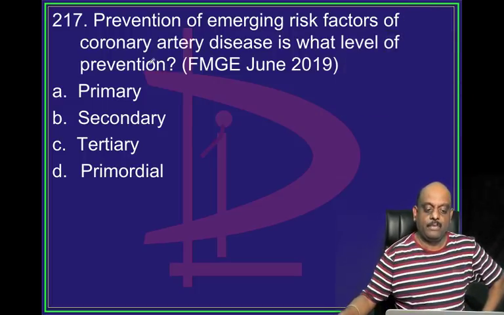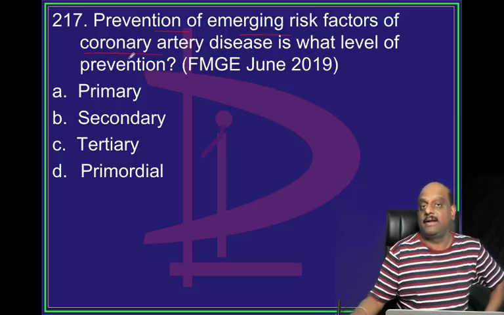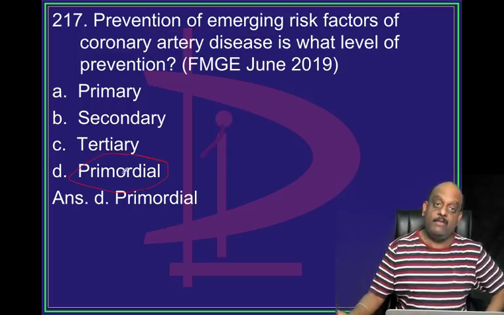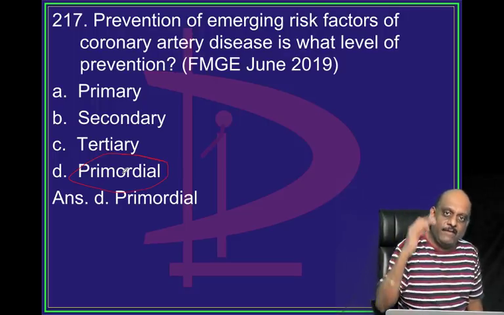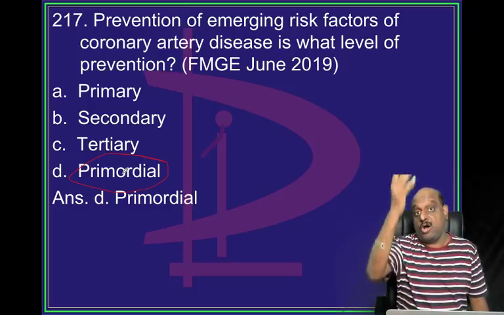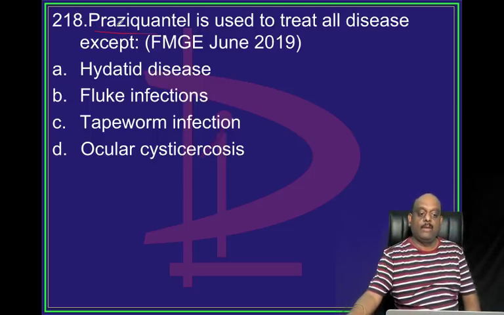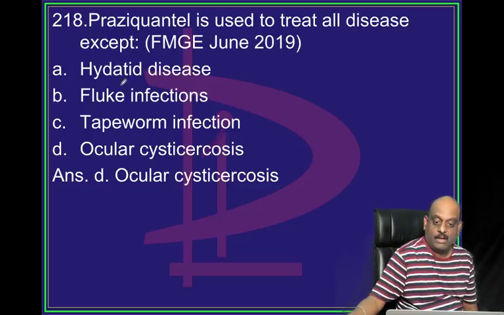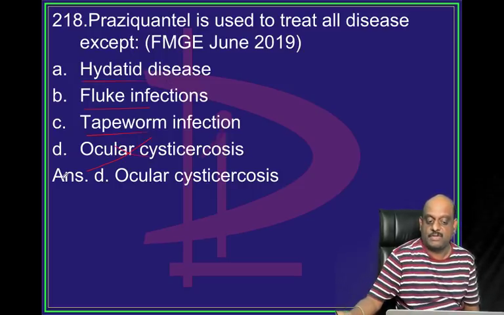Now doctor, preventing the emerging risk factors of coronary disease is what level of prevention? Primordial, even before emergence of the risk factors only. From first year MBBS onwards, if you are starting to prepare for NEETPG, that is primordial prevention. Tragic mantle, what is it used for? It is used for tapeworm, fluke, hydatid, not ocular cysticercosis.